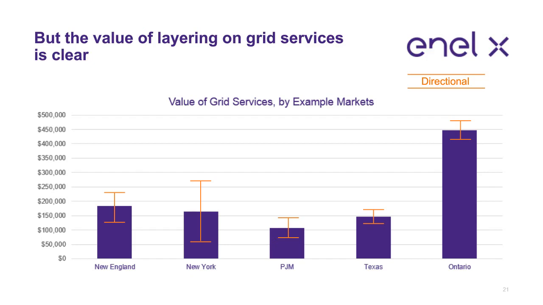As you can see, there is variability. Ontario is really high because it has a really high capacity charge called the global adjustment. But overall, there are significant revenues that can be achieved, and depending on your costs for flexibility, it can really be a big profit boost to your company.